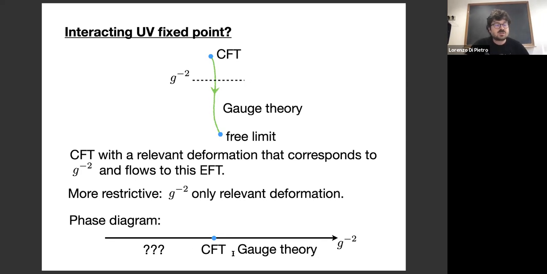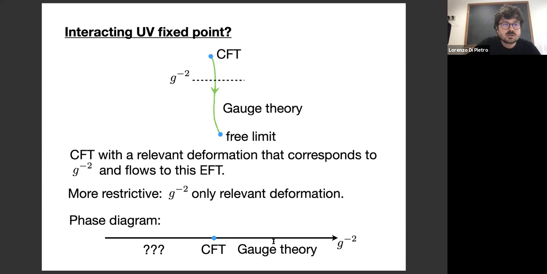A very natural speculation could be that this would be a confinement-deconfinement kind of transition, a second order transition, in which the gauge theory phase is the deconfined phase. And then on the other side, there would be some mysterious confined phase, which could be gapped or I don't know what. Okay, so that's the question we want to explore.